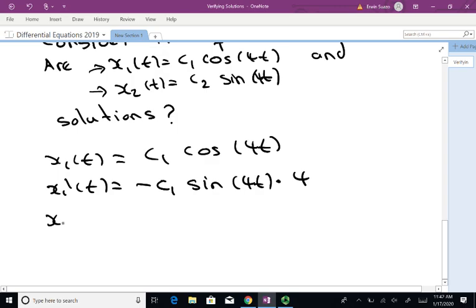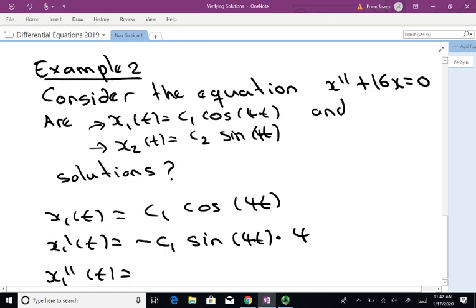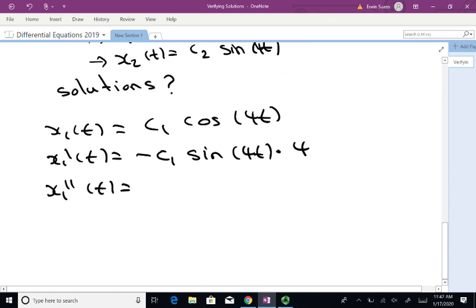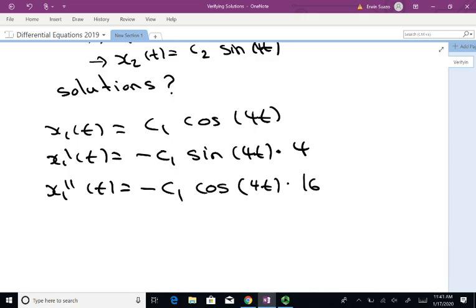Second derivative. So what will be the second derivative? Because they're asking me the second derivative, right? So what is the derivative of sine? The derivative of sine is cosine. So that's minus cosine of 4t times 16. There you go. So that's x1 second prime of t.